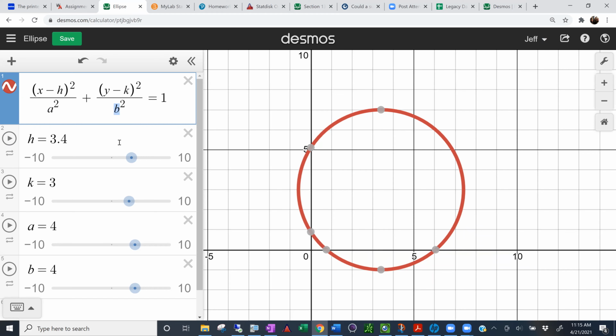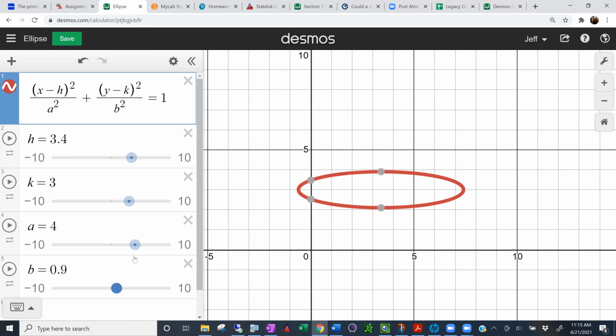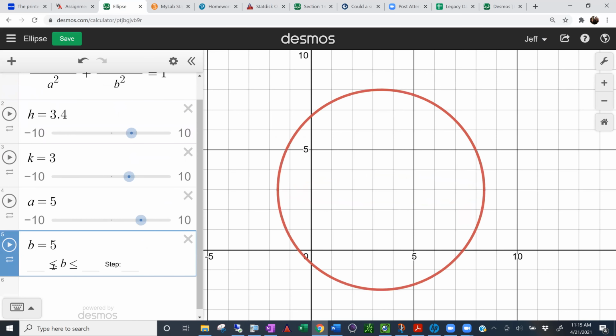If I change one of those denominators so that they don't match, then it's no longer going to be a circle. So if I make that denominator smaller, I get this narrow ellipse. And I can make it even narrower by changing A. So it's only when those two things are equal, for instance, I had 5 here and 5 in the denominator here, that I get a circle. So the circle is a special case of an ellipse, just like the square is a special case of a rectangle.